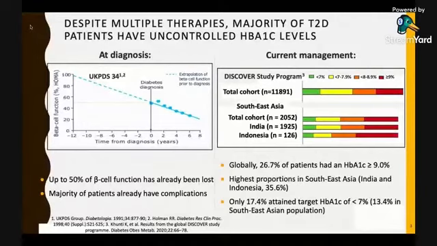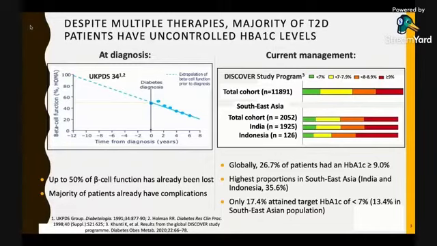Globally, 26.7% of patients have an HbA1c of more than 9%. The highest proportion is in the Southeast Asia region, India and Indonesia, at around 35.6%. And only around 17.4%, which is less than 20%, attained a target HbA1c of less than 7%, and 13.4% in the Southeast Asian population. So this is an eye-opener for all of us, on where we are heading towards good HbA1c control.